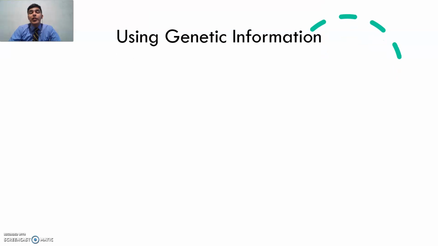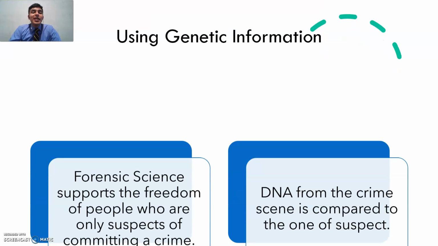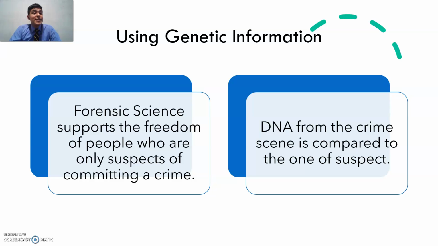Okay, so let's go over our topic for today, using genetic information. So forensic science supports the freedom of people who are only suspects of committing a crime. So whenever there is a crime scene, let's suppose that someone was killed. What forensic science is going to do is try to gather DNA information from, of course, the person that committed the crime.